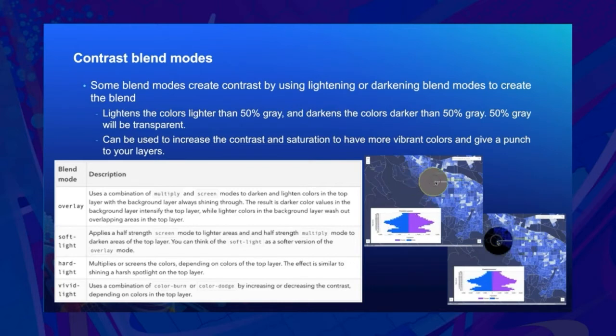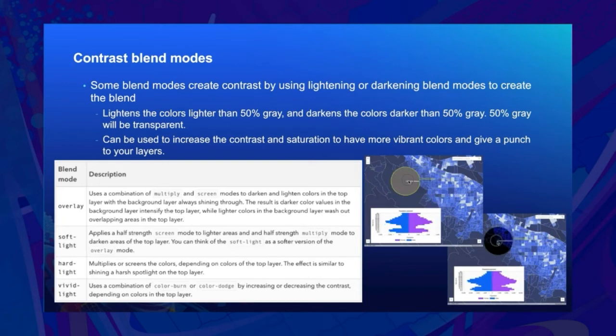Soft light blend mode applies a half-strength screen mode to lighten areas and half-strength multiply mode to darken areas of the top layer. The vivid light uses the combination of color burn or color dodge blend modes, increasing or decreasing the contrast depending on the colors of the top layer.